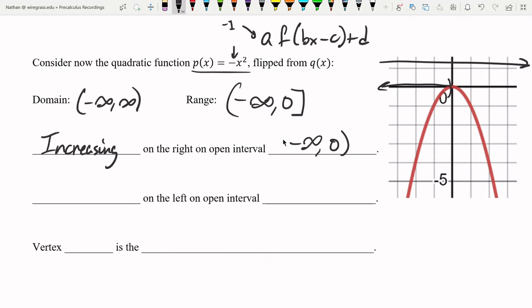Open interval means that there are always parentheses around it. And of course, on the right-hand side, the function goes downward as we go from 0 to infinity. This is a decreasing portion from 0 to infinity.